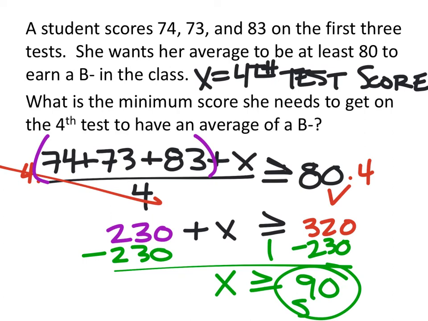I feel like this one needs a label on it, right, because it is a word problem. So I'm going to just put a 90 score. It didn't say it was points really. So score of 90. There we go.